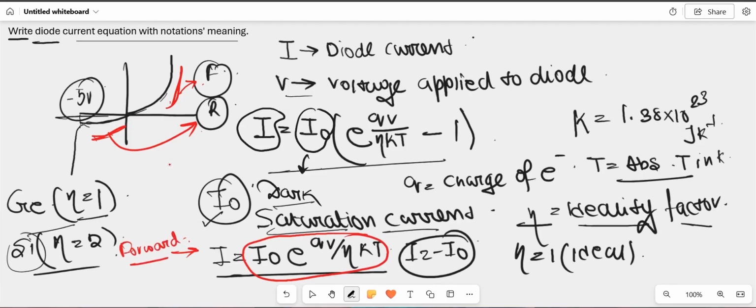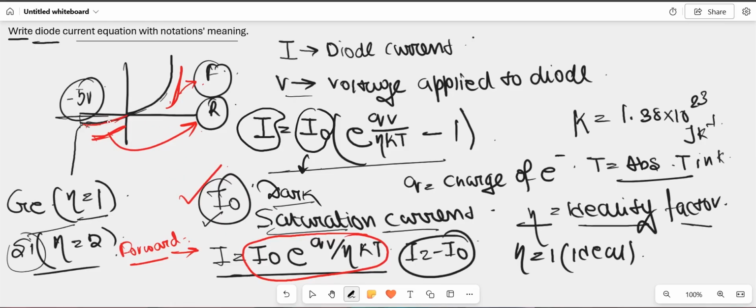But as I have said, during the reverse bias, the depletion region width increases, so electrons and holes cannot pass the junction. But due to recombination, a very small amount of current will be flowing through the diode, which is the reverse saturation current or dark saturation current or back current, we can call it anything. This is denoted by I naught. So during the reverse bias, the only current we are getting is I naught.